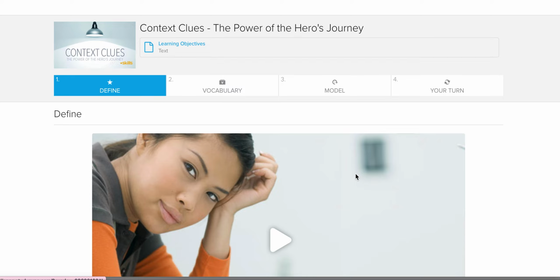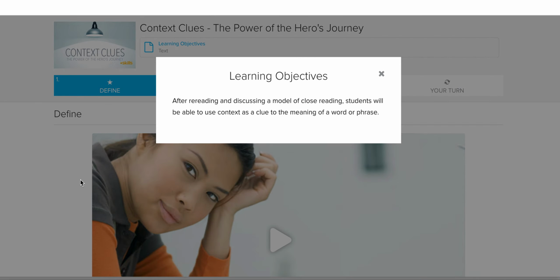Hello students, today we're going to be taking a look at context clues and then applying this skill to the power of the hero's journey. Let's begin by taking a look at our learning objective. Our learning objective is, after rereading and discussing a model of close reading, students will be able to use context as a clue to the meaning of words or a phrase.